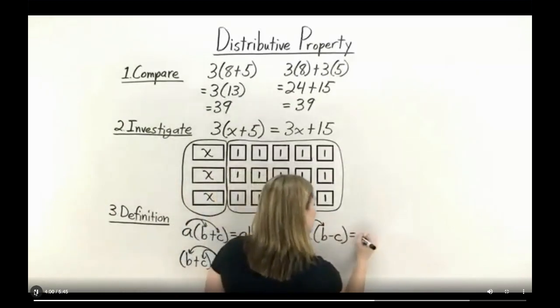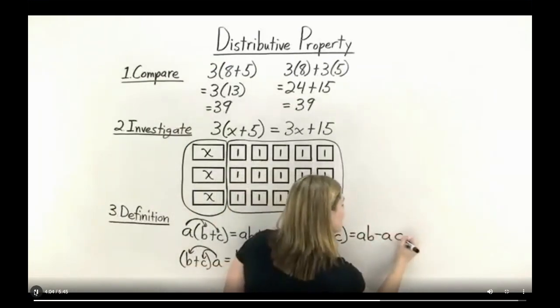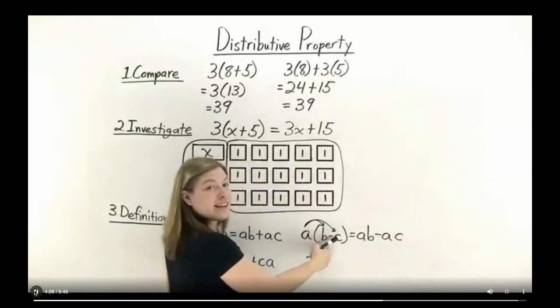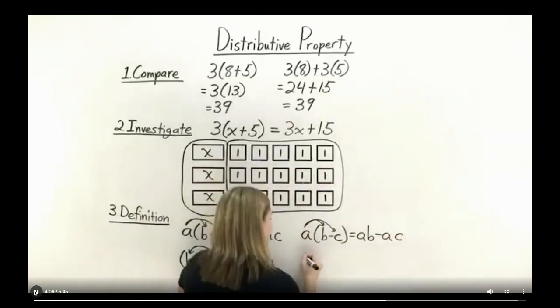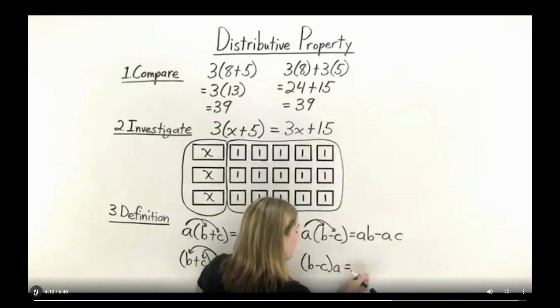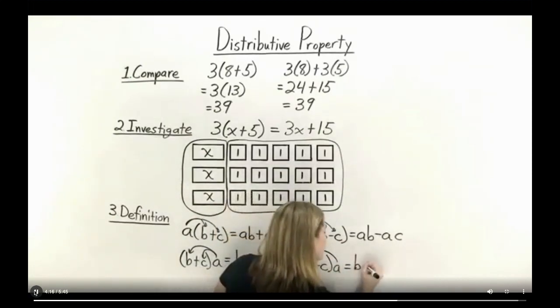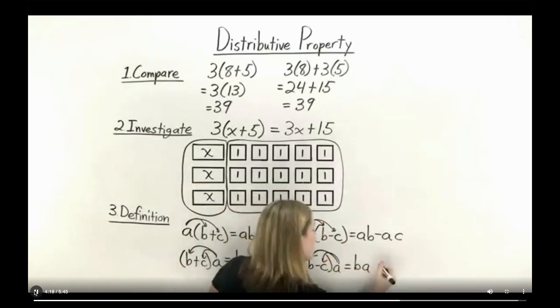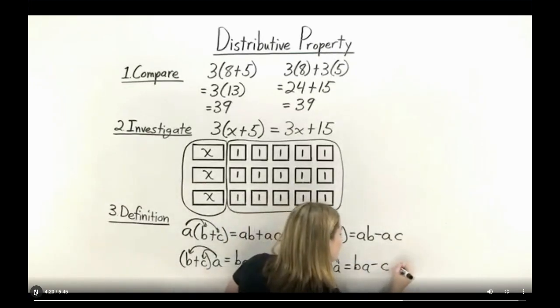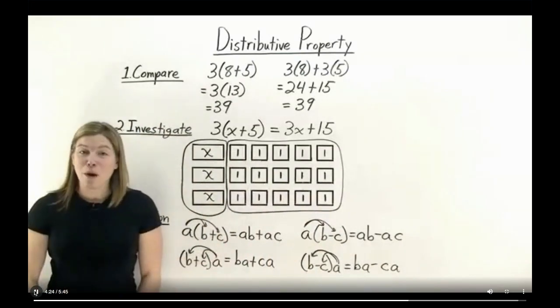Well, with the distributive property, this would become A times B minus A times C, just bringing the sign inside the parentheses with us. And of course, this works the opposite way as well. So if we have B minus C times A, once again, we can distribute in that A, and we get B times A minus C times A. So this is the distributive property.